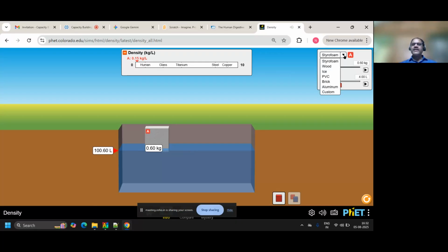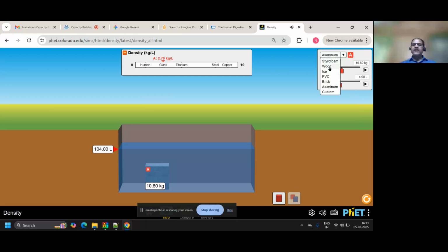Now I take brick. Its mass is 8 kg, but the volume is 4 liters, so it is not floating. And this is the density level: mass divided by volume, 8 by 4 is 2. Now I take aluminum, which is a metal. Its weight is this big.